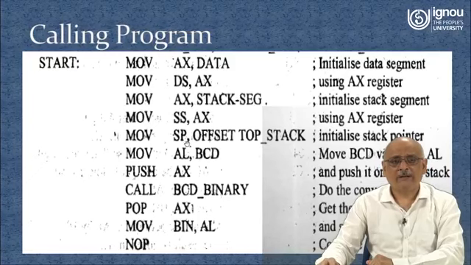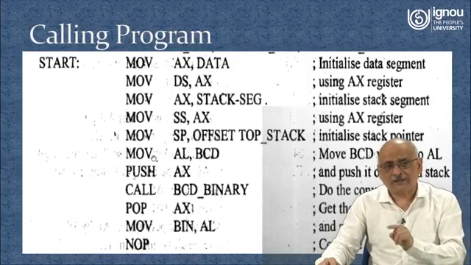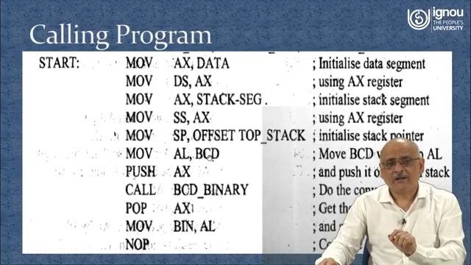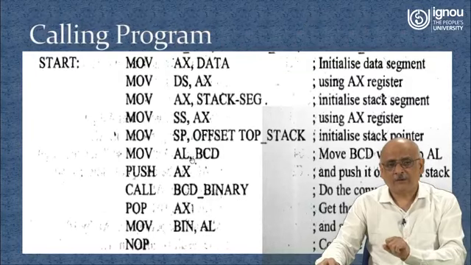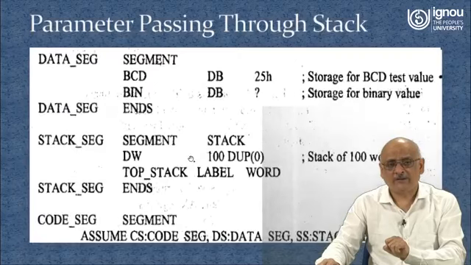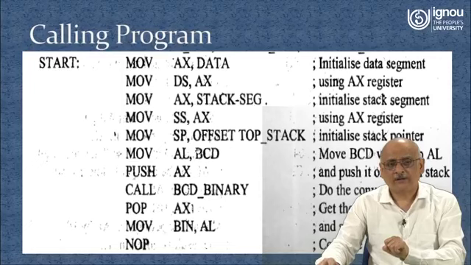Okay. Now, what we are going to do? So, since we want to pass the parameters with the help of the stack, where exactly is the parameter? The parameter was in the BCD location, right? So, what we are doing? We are moving the content of the BCD location into the AL register. Since it is a data byte only, AL will do, right? Okay, so we have moved it.